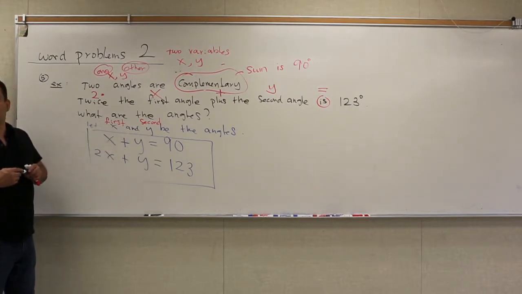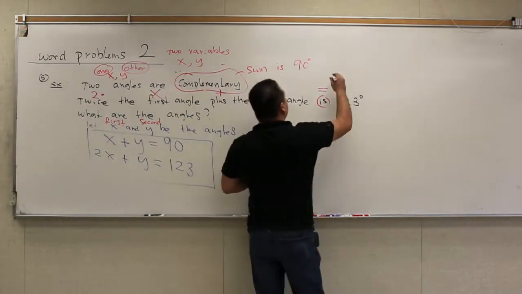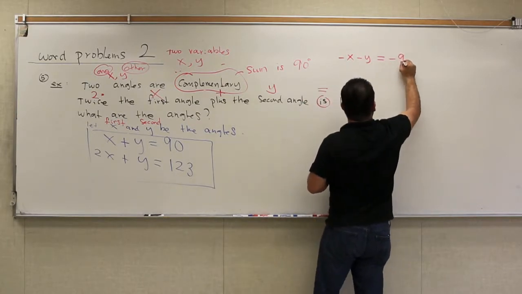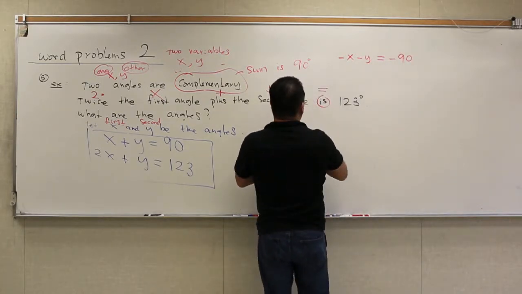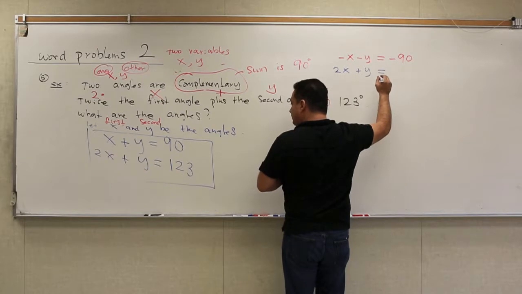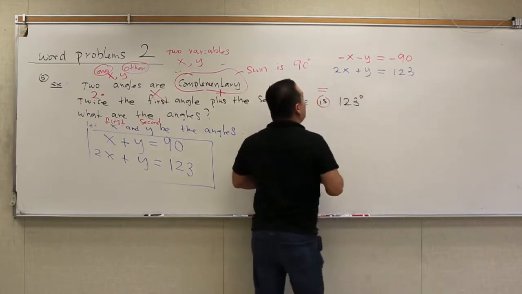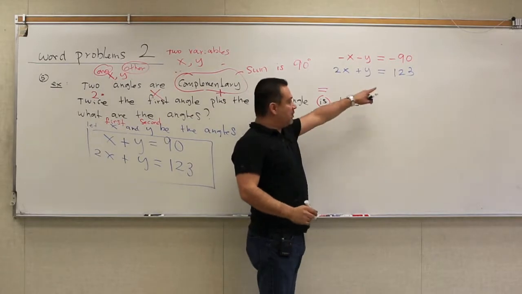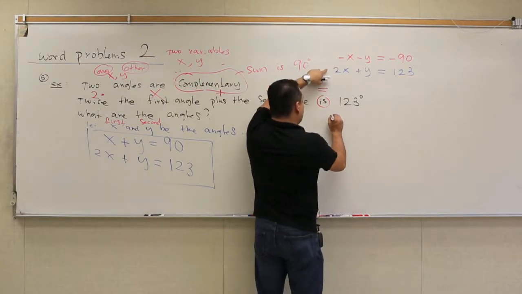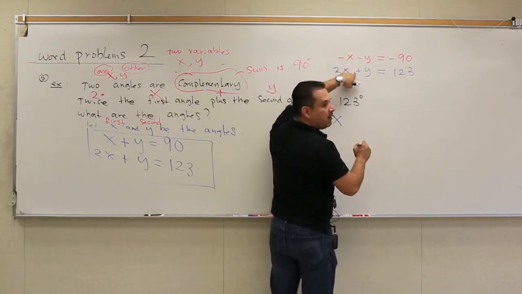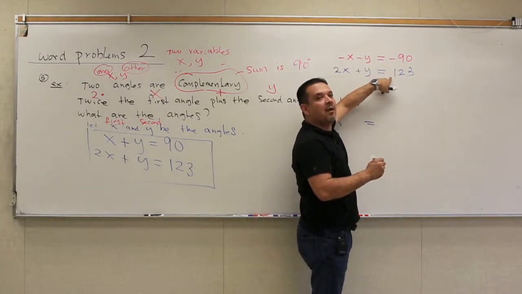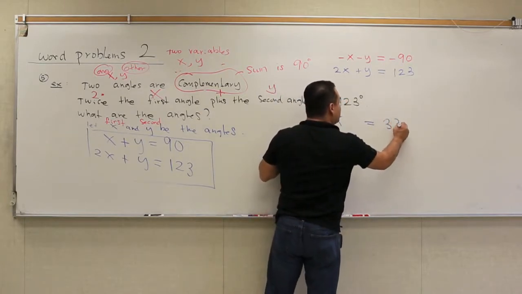First one? Fine. If you do that, don't you get negative x minus y equals negative 90? And then, what about the second equation? You leave that one alone, so you have 2x plus y equals 123. So, by the elimination method, also known as the addition method, you're going to add the left sides together. Negative x plus 2x is x. Negative y plus y is gone. That simply equals negative 90 plus 123. What does that give you? So x is 33.